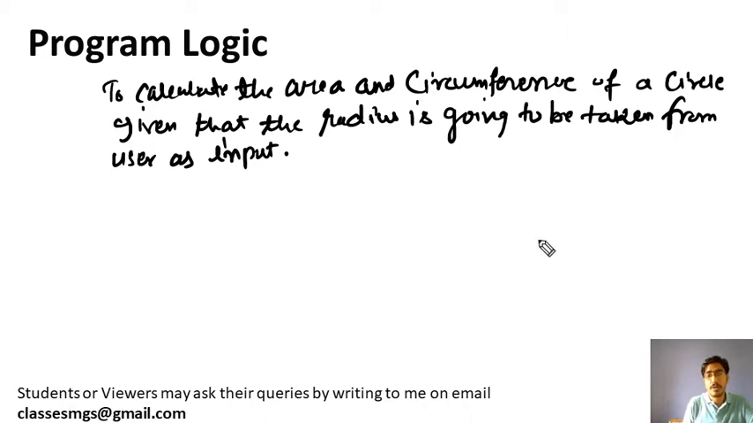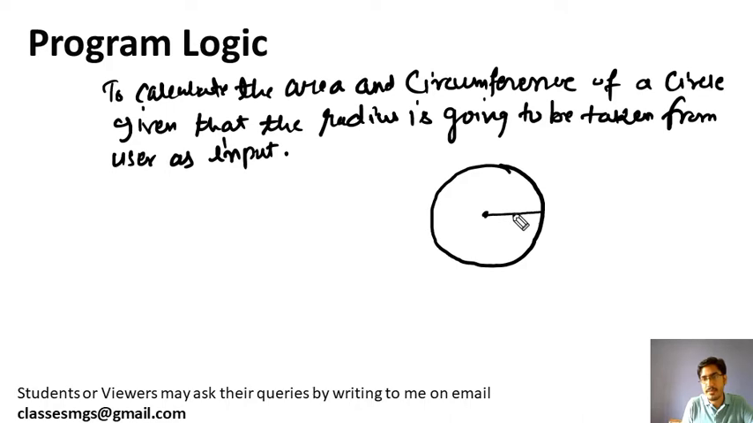Okay, so you all know what a circle looks like. It looks like this, and a circle has a center. The distance between the center and any point on the circumference is known as the radius of the circle. This center I am denoting as O.